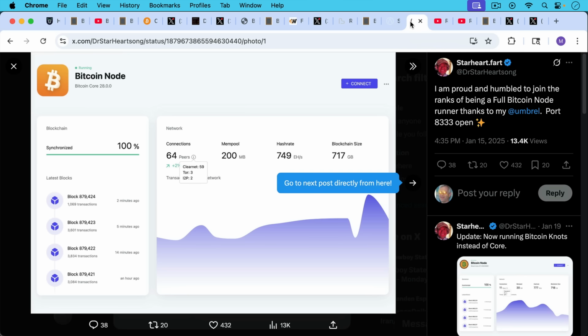So if you have any incoming connections, as I understand it, that means your port is open and you are running a listening node. And then on Umbrel, it looks like it shows up like this. I'm not currently running Umbrel, though I used to. You can see your connections here under Bitcoin Core or Bitcoin nodes, and you can see how many peers you have.